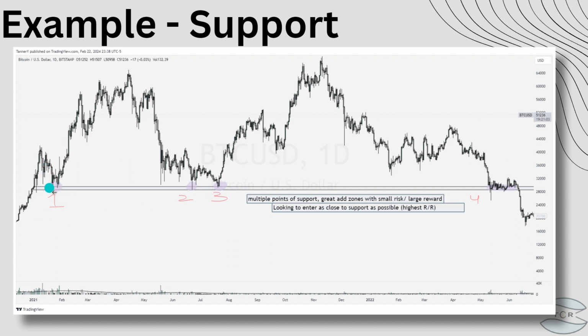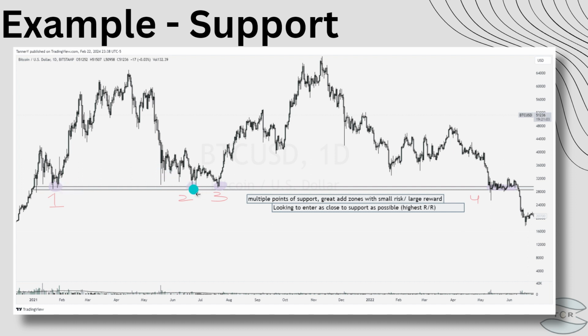You've got 3 points of contact here already. That's what you're looking for. You're looking for 3 times where it touches this box. So that gives you a great opportunity there where you can go ahead and enter, and from there, you get a 30K to 60K bounce.